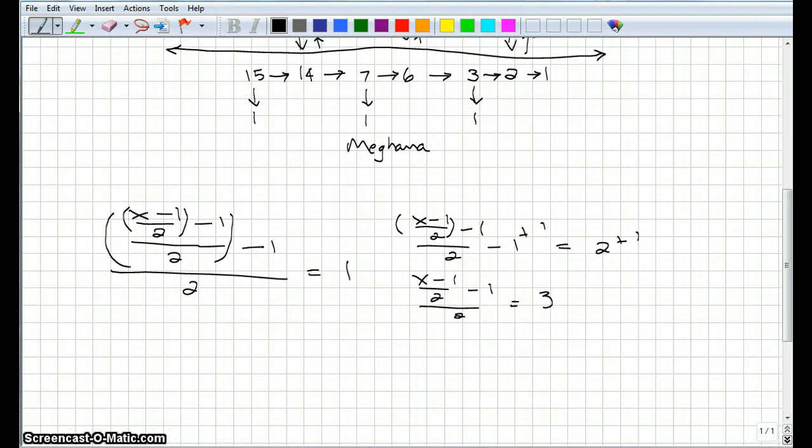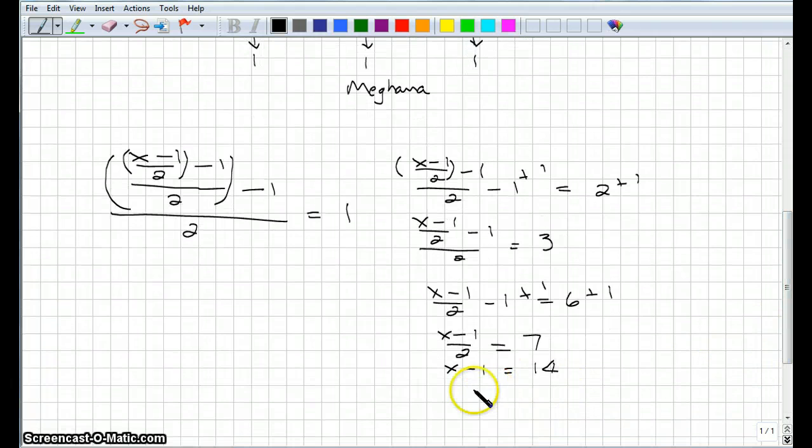And then you can see we're getting the same numbers as we go along. So then we would have (x minus 1) over 2 minus 1 is equal to 6, right? Just multiplying both sides by 2. And then we'd add 1 to both sides. And so we'd have (x minus 1) over 2 is equal to 7. So x minus 1 is equal to 14. And then finally we would get x is equal to 15. Okay? So that's sort of working forward.